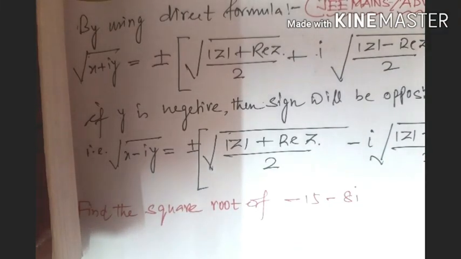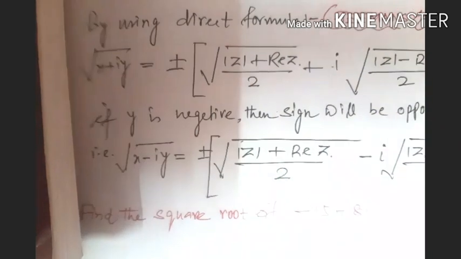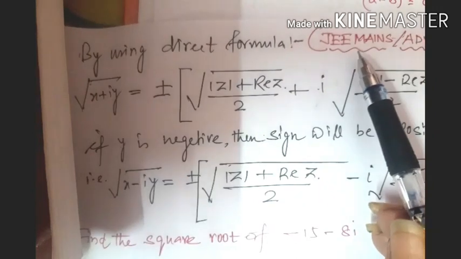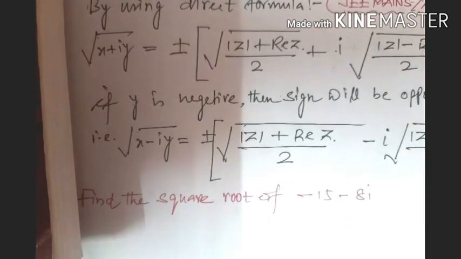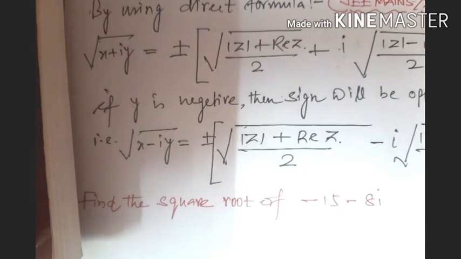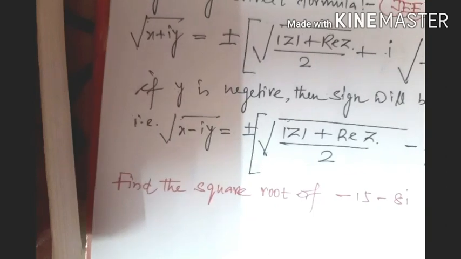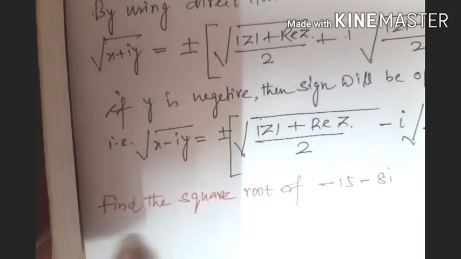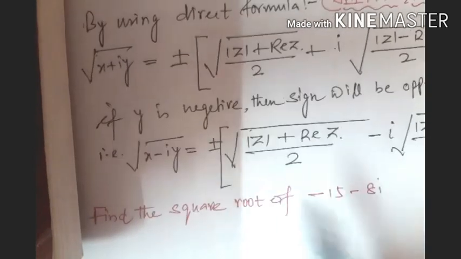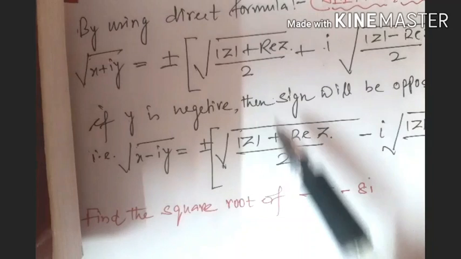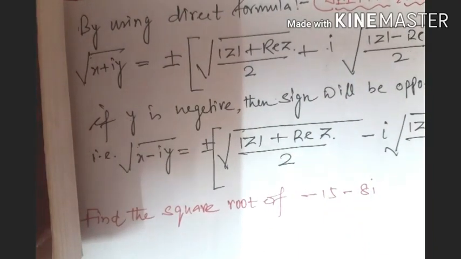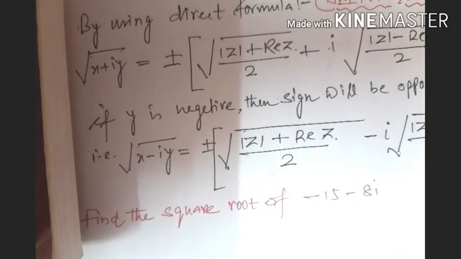Okay students, this is our second method, using the direct formula. Basically we can use this method in examinations like JEE Mains or Advanced, and it can also be used as a verification of whatever answer we have found for any question in board examinations. We have to remember only these two formulas, and just believe me, in only 10 seconds you can find the square root of any complex number.